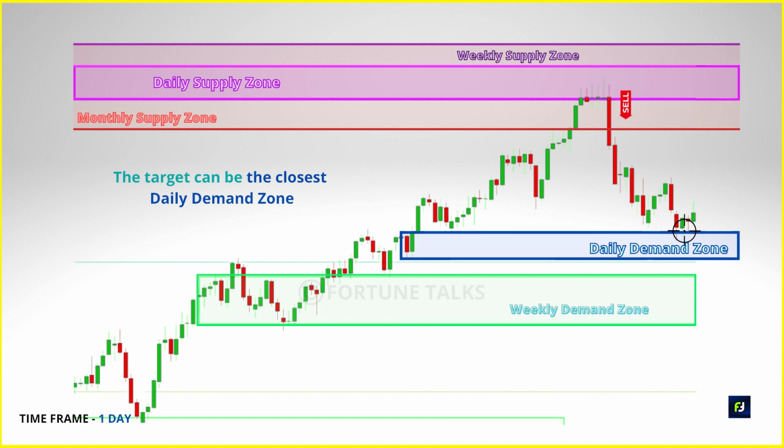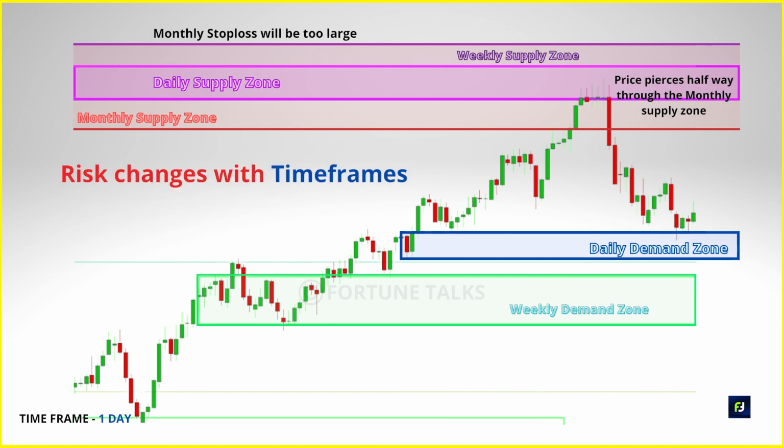And as you can see, the price hit our entry level at the proximal line and dropped all the way down to our target, giving us a very good trade. From this particular example, you can also notice how the risk changes from monthly to daily supply zones. So if we were to trade the monthly zone, we would have placed a larger stop loss and the price would almost pierce half of the zone before reversing back down compared to the weekly and daily supply zones.